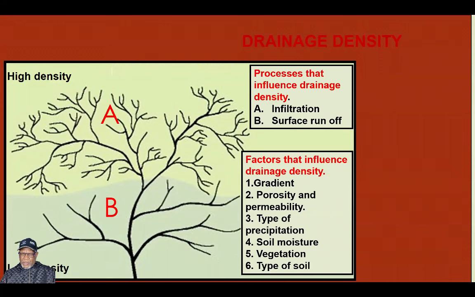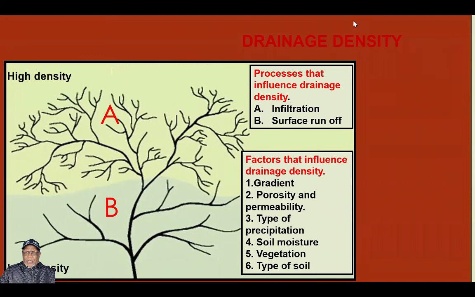We're looking at drainage density. As we are looking at drainage density, we must be able to define the concept. Drainage density is the total number of streams of a drainage basin divided by the total area of the drainage basin.